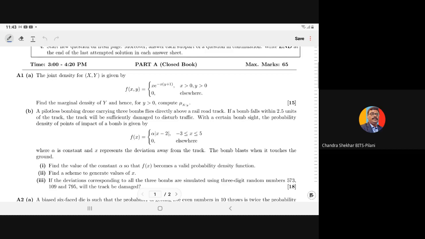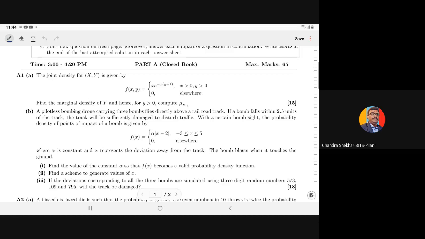With a certain bomb sight, the probability density of the point of impact of a bomb is given by f(x) equal to alpha mod of (x minus 2), for x ranging from minus 3 to 5, and 0 elsewhere, where alpha is a constant and x represents the deviation away from the track. The bomb blasts when it touches the ground. Find the value of the constant alpha so that f(x) becomes a valid probability density function.